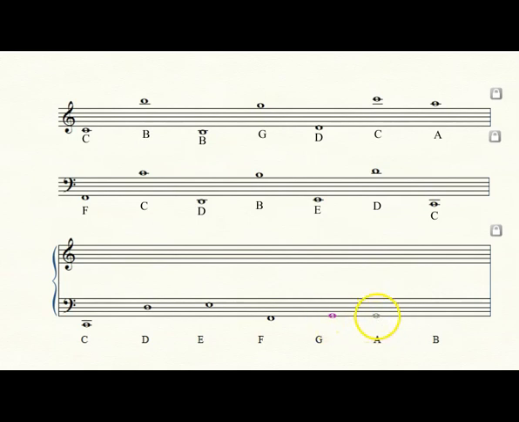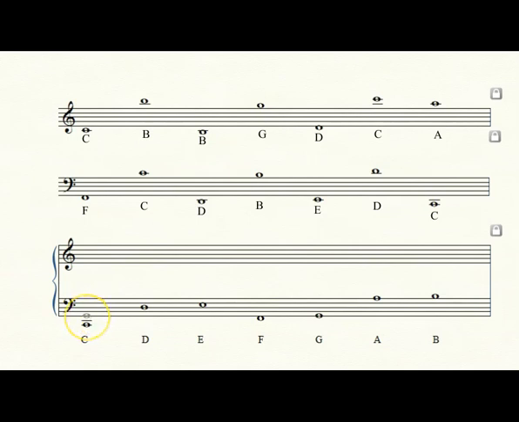We have an A here, but for right now, we'll put our A all the way up top. Then lastly, we have B. I'll put our B above the bass clef, but not on a ledger line.